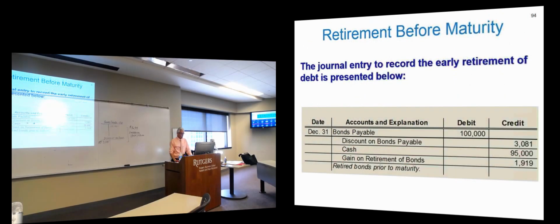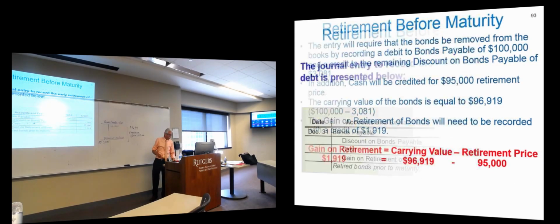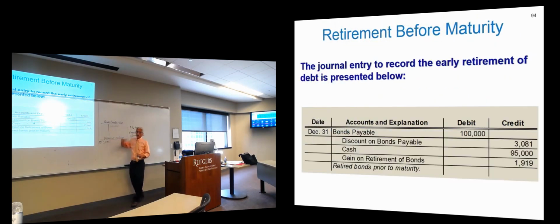Now, in order to record that gain, getting back to the question we had earlier today, let me go back. Wouldn't it be a debit for the bonds payable and a credit for the discount on bonds? Yes. We're going to do that. No, bonds have a credit balance. This is the balance now. It's not the retirement. No, that's the existing balance.